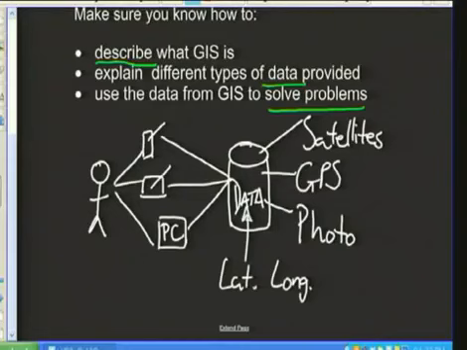Thereafter, it's a case of your cell phone, your tablet, your PC, accessing the data through a program like Google Earth or ArcView GIS or any of the other programs that are available to you. And using that interface, using that program, the human can get the information, ask the question they need answered, and get the answer back from that GIS that has interrogated the database in order to find that information.